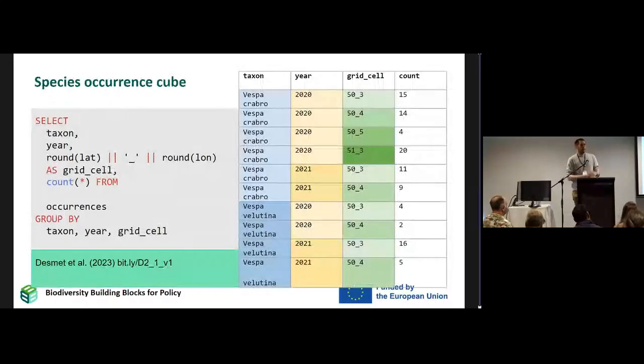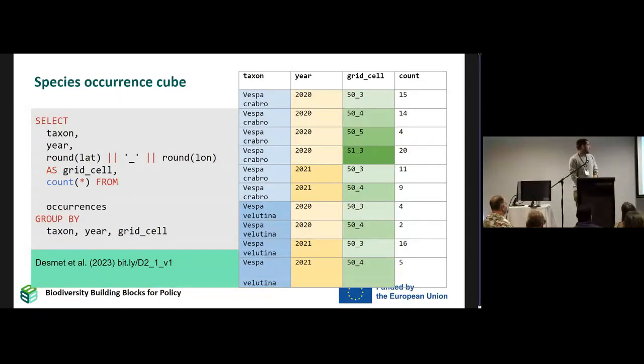Next slide, please. And we named this the species occurrence cube. And you can really think about this as, let's say you have a SQL query and you want to query all occurrences at GBIF. This is currently possible because GBIF offers downloads of their whole occurrence store as Parquet files. You can slice and dice that information however you want.